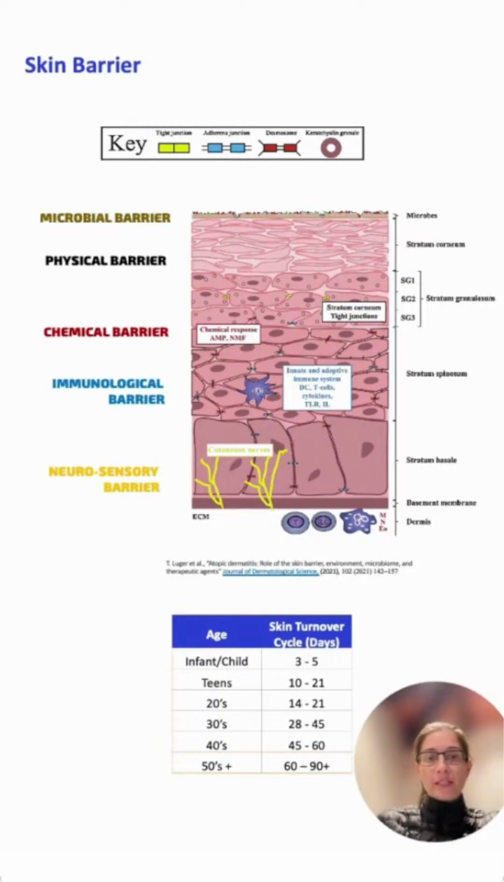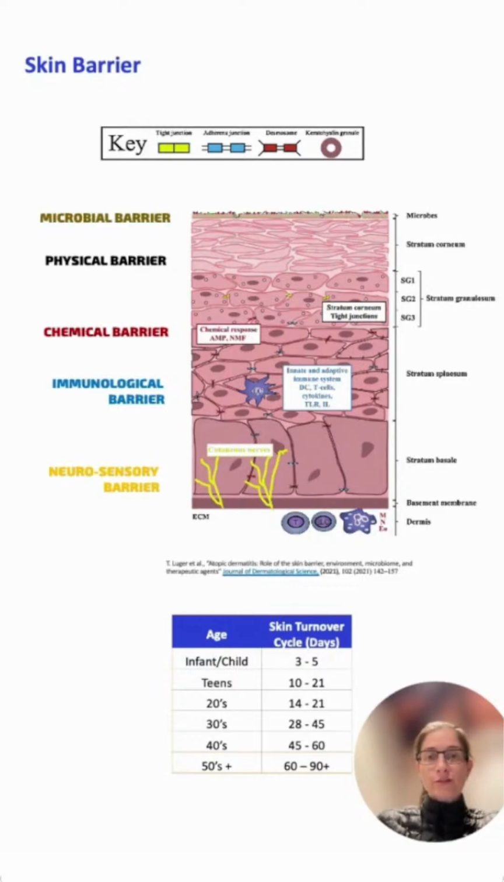The next layer down is the innate and adaptive immune system, that is the immune barrier. This is found in the stratum spinosum, and across the visible epidermis, the immune cells and mediators are shown. There are Langerhans cells, T cells, cytokines, toll-like receptors, and interleukins, as well as dendritic cells that sense danger and drive inflammation or tolerance. Together, all of these components form the innate and adaptive immune system in the skin.